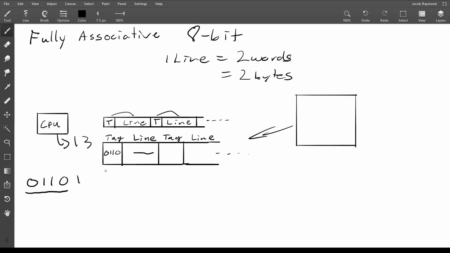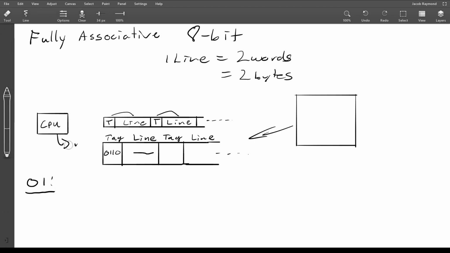So it would take the tag, it would compare it to all of the tags in this list. And keep in mind, this can be done in parallel because it's hardware. So it's not going to be checking one, then the next, then the next. You can check all of them simultaneously. And so we can see here that the tag matches, so it would just get the word out of this line.